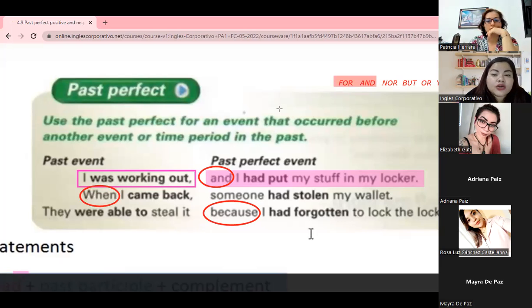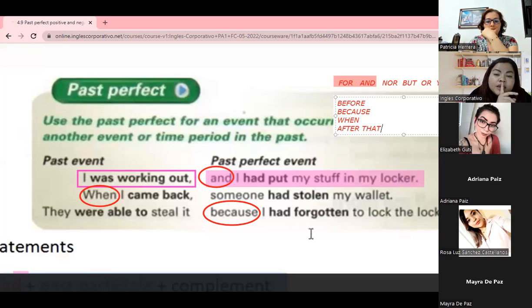Then from the coordinating conjunctions, we can use those that tell us a chronological event, that it could be before, because, when, after that. Those would tell us that something happened later. Later can be another one. It's just because when we use when, it seems like the two events are happening in the same moment. I don't know.